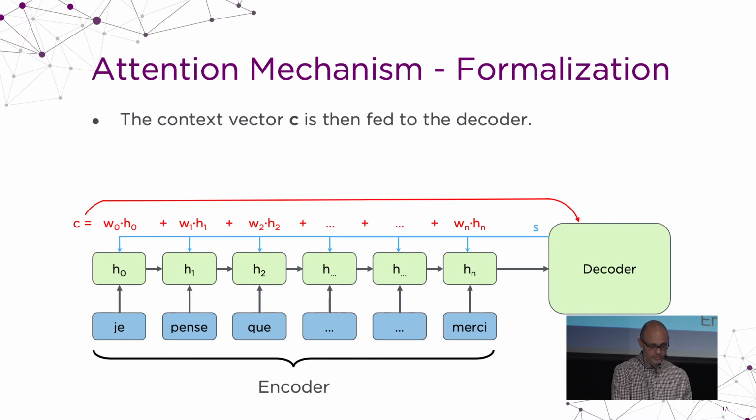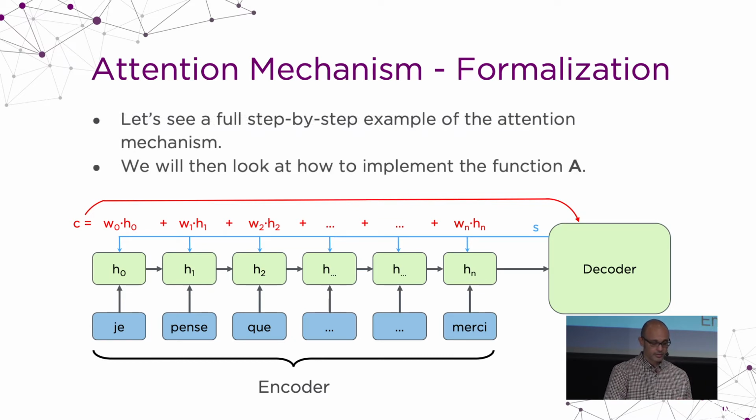To make it more clear, well, first let me say that we still didn't show how to implement this attention function A, which we will do later. For now, you can think of it as a black box that is doing the right thing. But before going there, let's show a step-by-step example which will show how the attention works. And you will see that this example is basically very similar to the sequence-to-sequence example that we saw before, except that now we will add this additional component of attention.